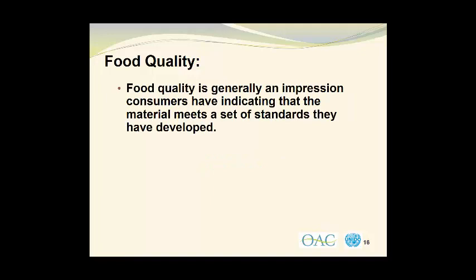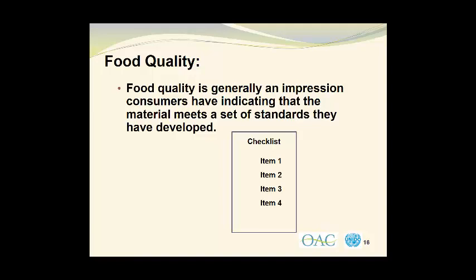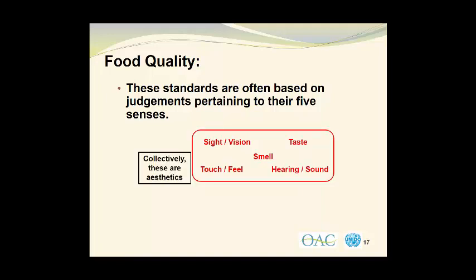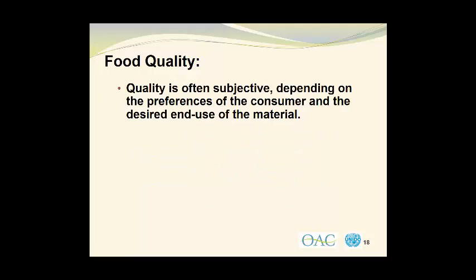Food quality is generally an impression consumers have indicating that the material meets a set of standards they have developed. So really, they have a checklist of items that they're going to go through, and as they see the material, they mentally check them off one at a time. These standards are often based on judgments pertaining to their five senses. We have sight or vision, touch or feel, the sense of smell, taste, and hearing or sound. Collectively, these are aesthetic items which appeal to our senses. Others will be added later.